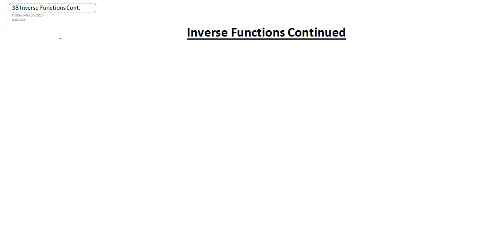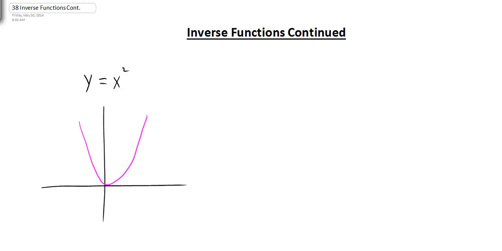We're going to continue to look at our inverse functions, and I want to start out by looking at the equation y equals x squared. So here, if we have our function, we know the graph of this function looks like this. Y equals x squared. We know that this is going to be the graph of a parabola that opens up like this.